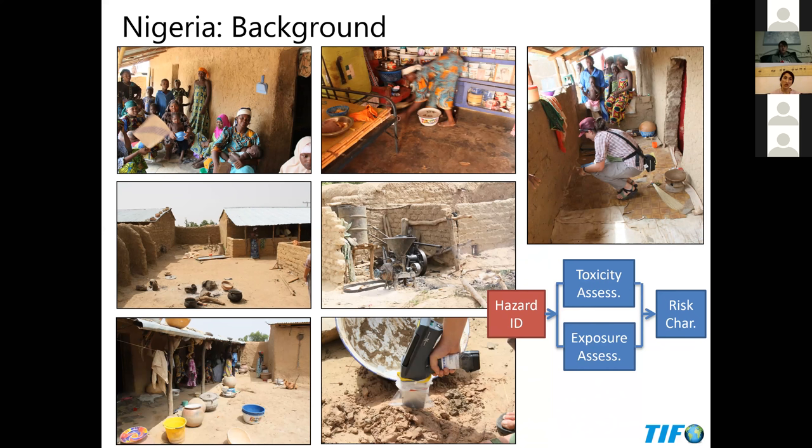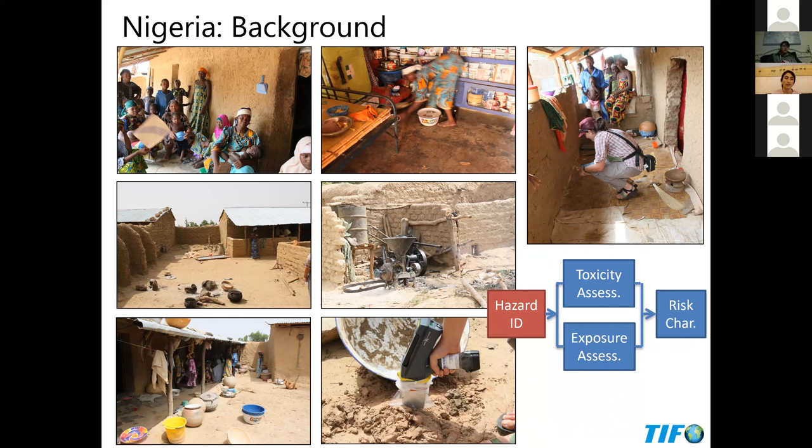So I'm going to give you a little glimpse of what that was like for me. We did a lot of interviews with mothers. We did a lot of observing children's activities. We looked at how food was prepared, and we did a lot of environmental testing in the home. The image at the bottom where somebody's holding a machine to the soil, that's called an X-ray fluorescence spectrometer.